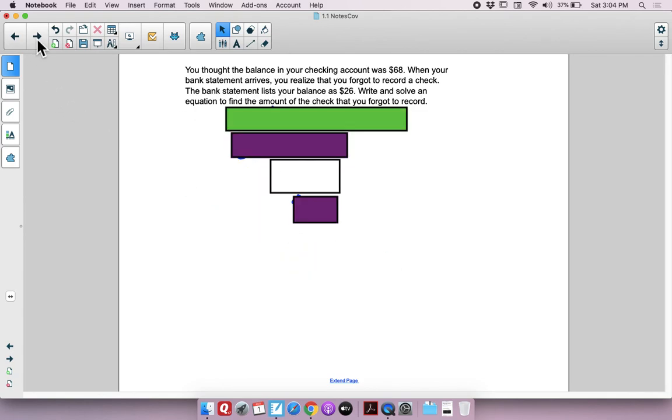Okay. All right. You thought the balance in your checking account was $68. When your bank statement arrives, you realize you forgot to record a check. Uh-oh. The bank statement lists your balance as $26. Write and solve an equation to find the amount of the check that you forgot to record. Okay. I know that you're thinking, oh, wait, I can just subtract 26 from 68, and that should get me the answer. You're not wrong, but I really want you to practice assigning and defining a variable, setting up an equation with that variable, and solving it. Do that. Start with the easy ones, work up to harder ones.